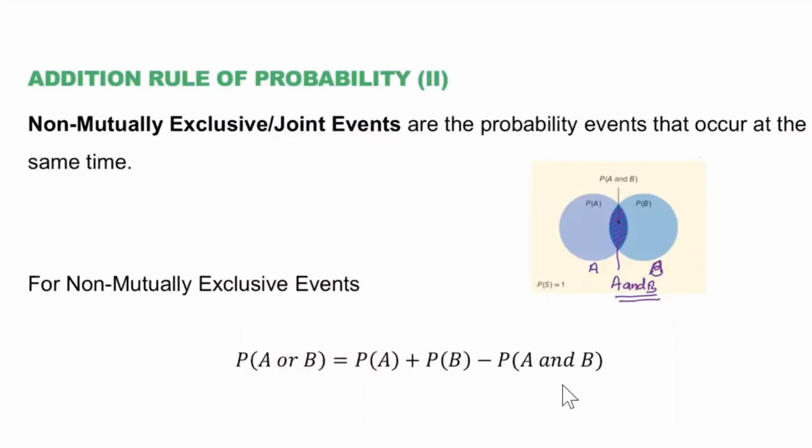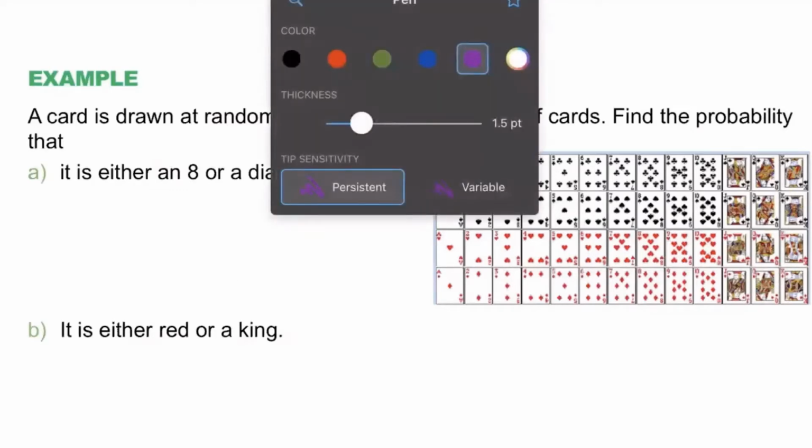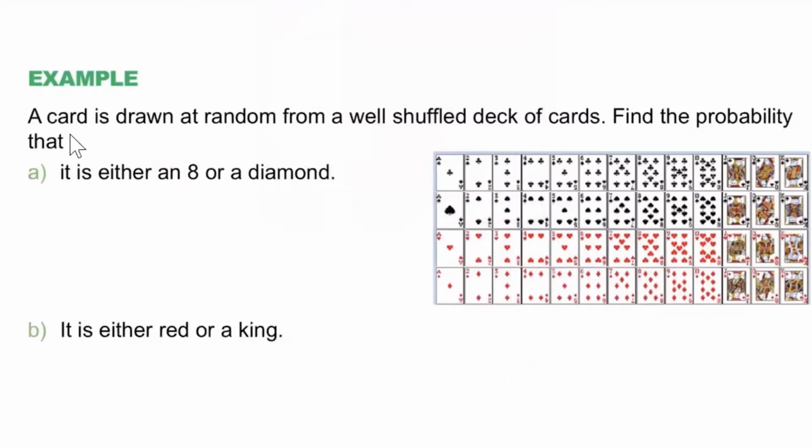Let's take an example. Okay, here is the example. One more time with the cards. And I have the same list of cards from the previous class. You can see there. Let's read the problem. A card is drawn at random from a well-shuffled deck of 52 cards. Total card will be 52. That's why I said 52 cards. Find the probability that it is either an 8 or diamond. So the problem here is we have to find the probability that it is an 8 or diamond.